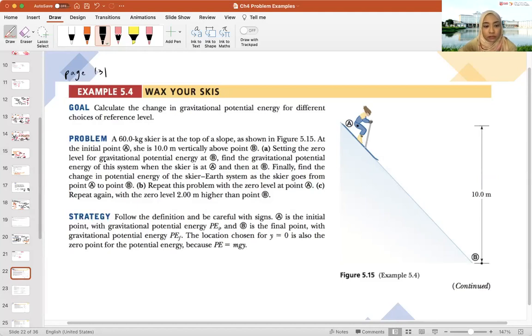Setting the zero level for gravitational potential energy at B, setting the zero level at B. What that means is that this is going to be your H equals 0. This is your reference point. Therefore, if this is H equals 0, this would be H equals 10. Okay. Find the gravitational potential energy for this system when the skier is at A and then at B. So it's asking for UG at A and then UG at point B.